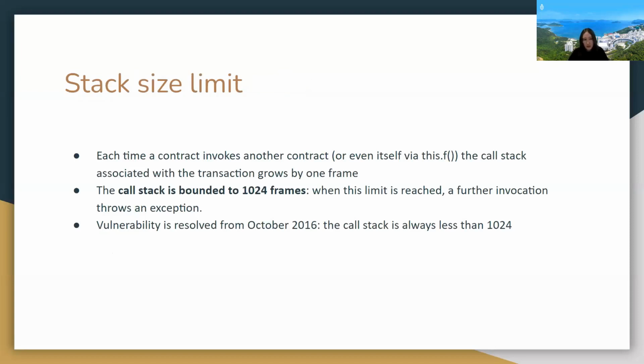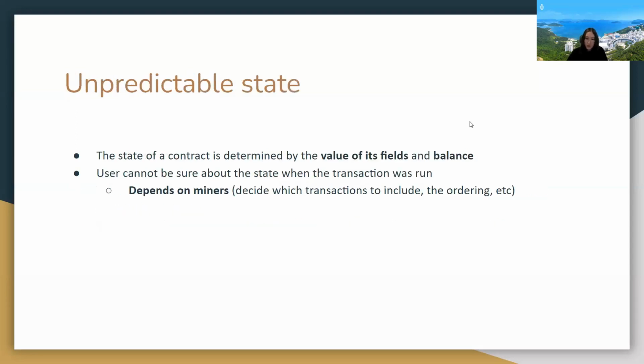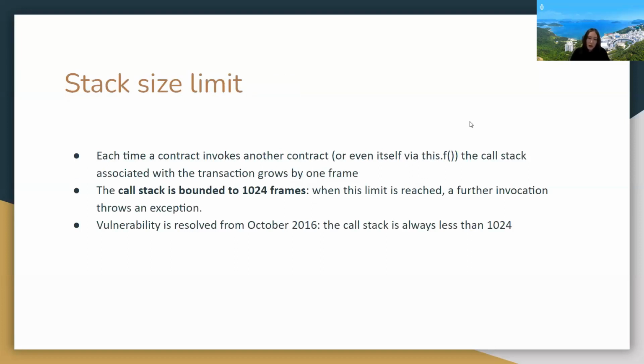Another vulnerability is a stack size limit. So every time your contract invokes another contract or itself, then the call stack associated with the transaction grows by 1 frame. So the call stack is bounded to 1024 frames, and when this limit is reached, then it throws an exception. However, this vulnerability was kind of resolved in October 2016. And they made it so that the call stack is always less than 1024. So probably you cannot encounter this vulnerability when you write smart contracts.